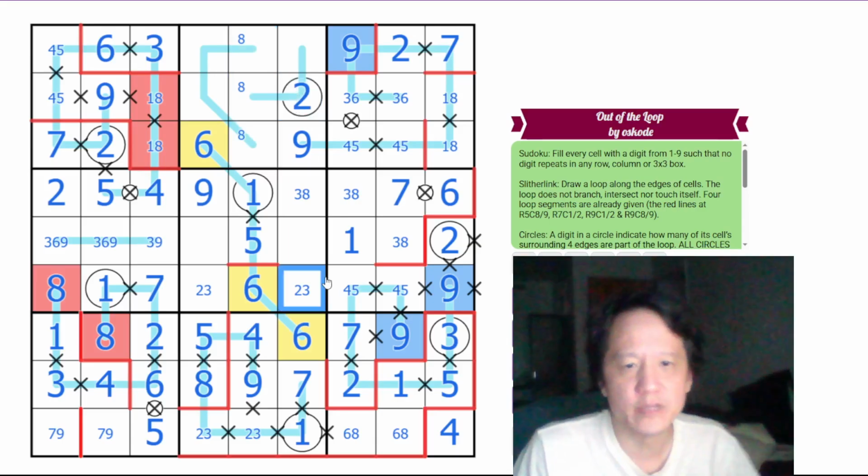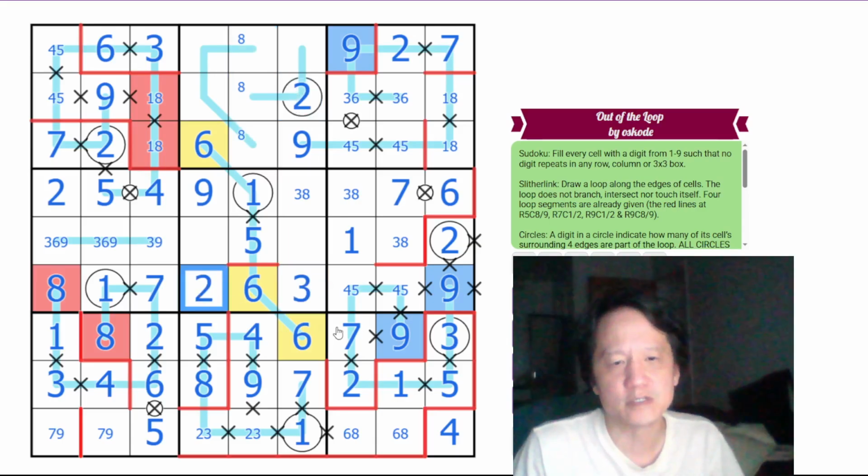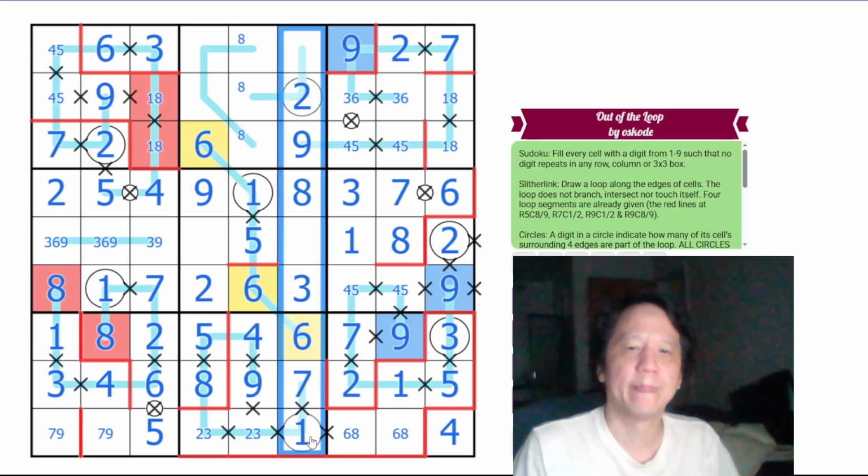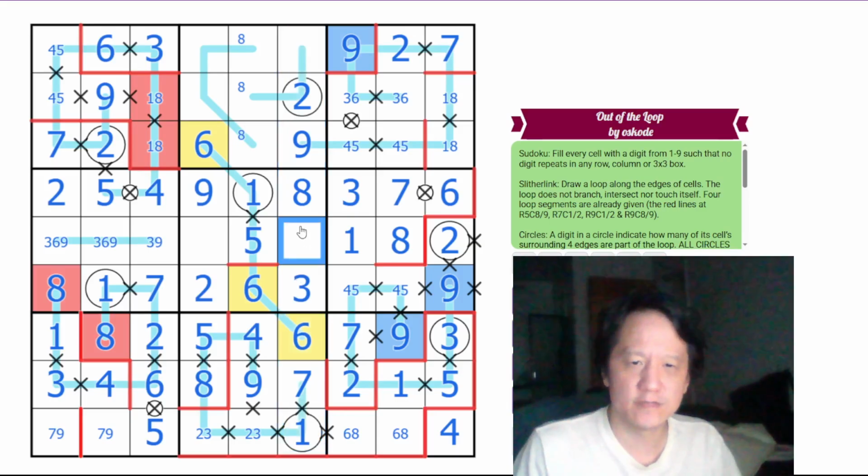Oh, this 2 eliminates 2 here, so this is 3, which makes this 2. That 3 eliminates 3 here, so that's 8, which makes this 3, which makes that 8. The rest of column 6 is 4 or 5, I believe. And this cannot be 5, so this is 4 and this is 5. That eliminates 5 here, so this is 4, this is 5.